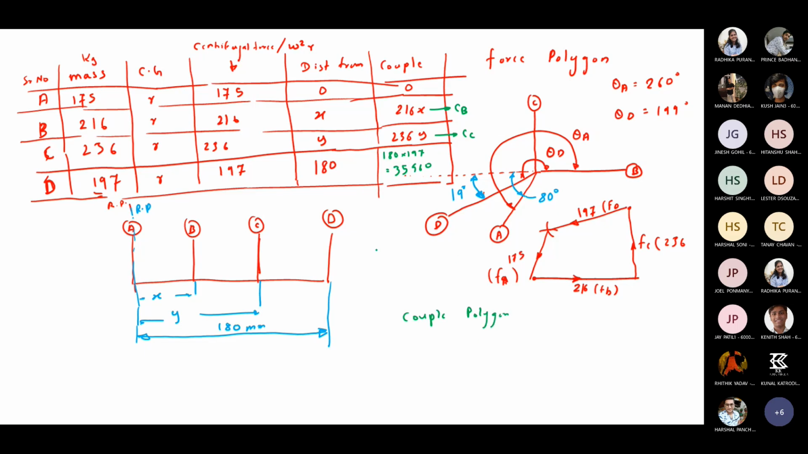Okay. Now choose a suitable scale, and we are going to construct the couple polygon. CD is along this angular direction. So construct a vector CD along this arrow. I don't know the values of CB and CC, but I know they are mutually perpendicular. So CC is in the vertical direction and CB is in the horizontal direction. Wherever they intersect, this is your CB and this is your CC. So find out the values of CC and CB and tell me, and then tell me the values of X and Y.